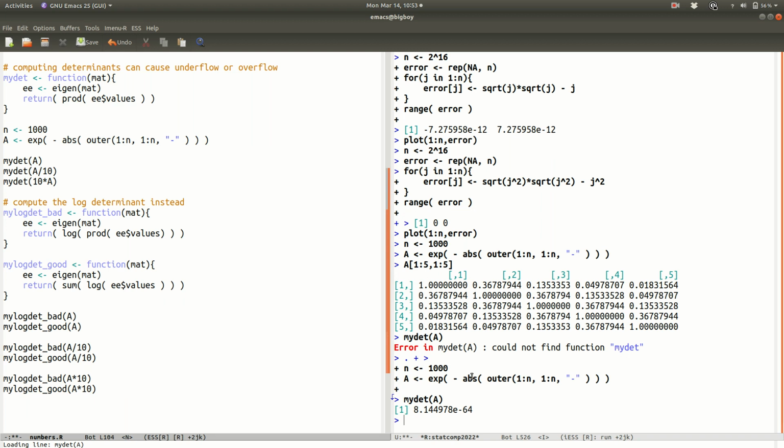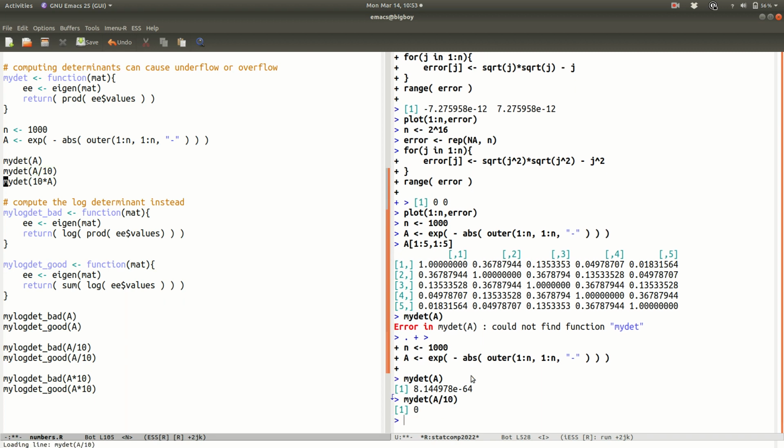So if I compute the determinant, I get a very small number, 8 times 10 to the minus 64. But if I decrease the value of A, so if I take the determinant of A over 10, the same matrix with all the entries divided by 10, I get 0. In reality, this should be something like 8 times 10 to the minus 64 times 10 to the minus n. That's how the determinant of a scalar times a matrix works.